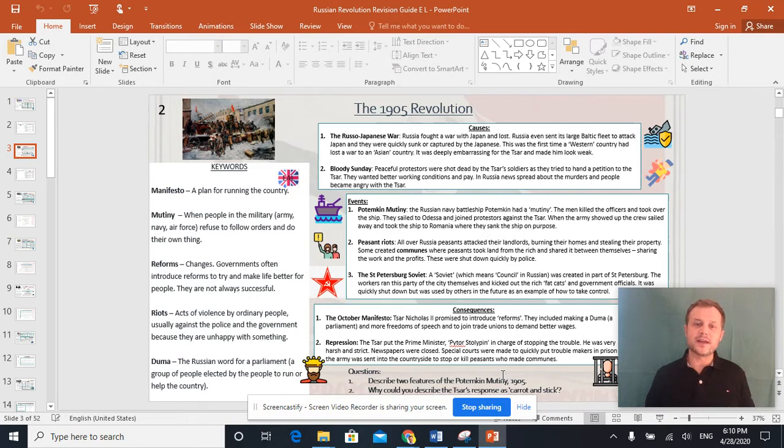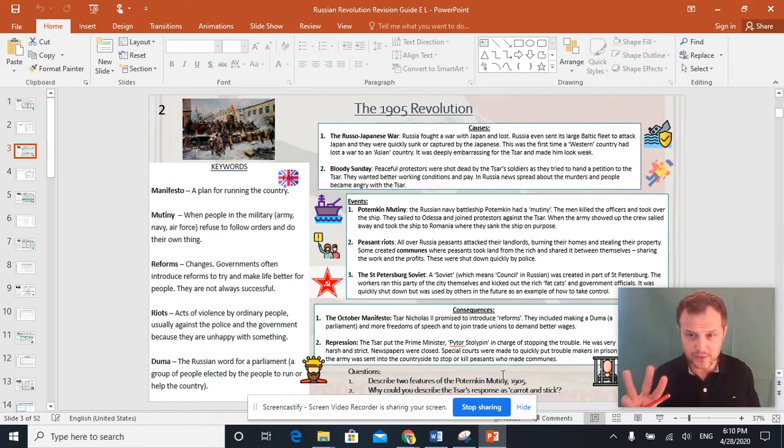So they do all that, and they create these things called communes, where they take all the land that they've stolen, basically, from the rich, and they divide it up amongst themselves, and they begin to run it. Big parts of Russia are now run by these workers' communes that have taken over power from the old landlords. Very embarrassing for the Tsar, obviously, because he's losing control of his own country. And they're quickly shut down by the police.